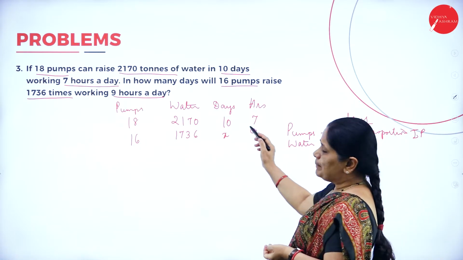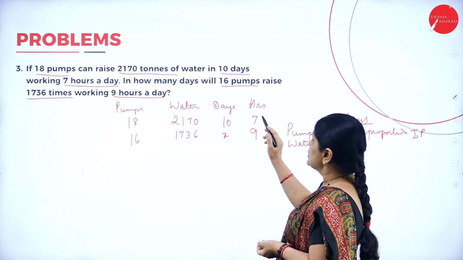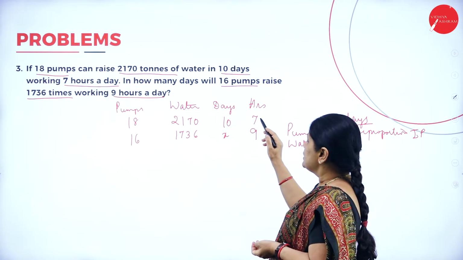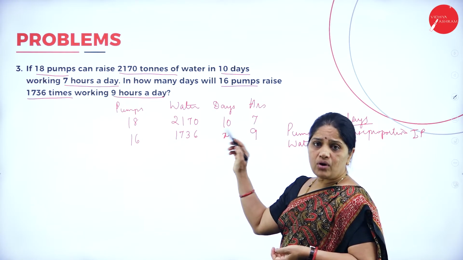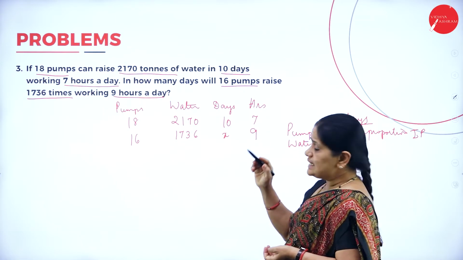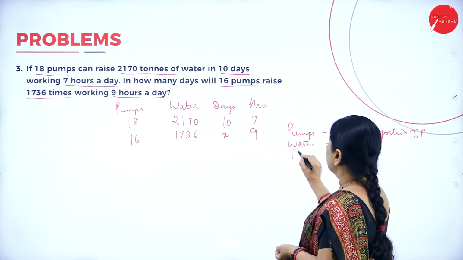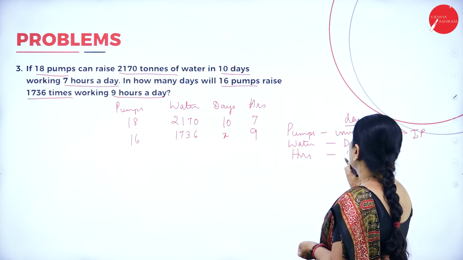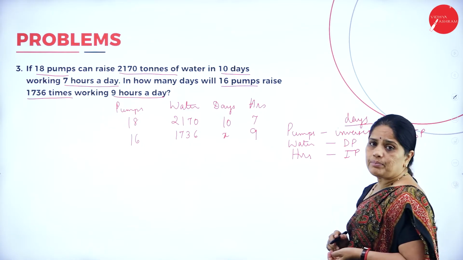Then we compare the hours and days. So 7 hours, 10 days. When there are less hours, more days; more hours, less days. So comparing hours and days, again it is in inverse proportion.